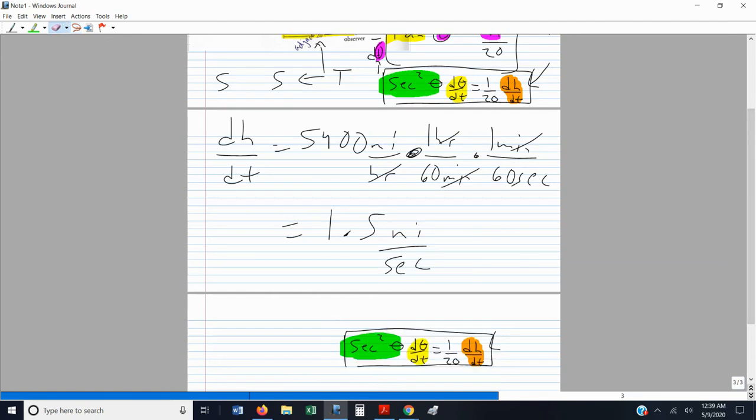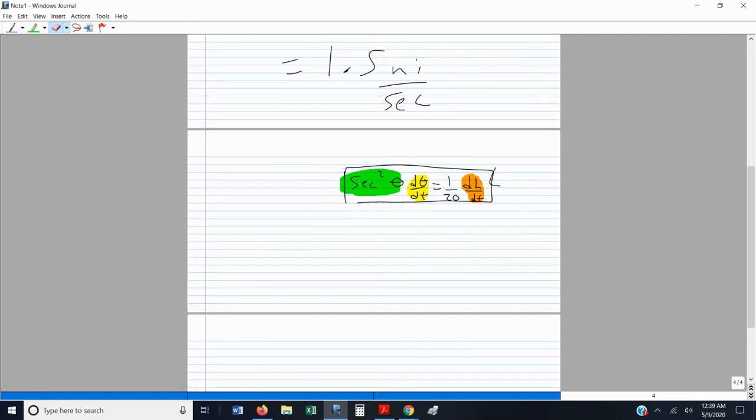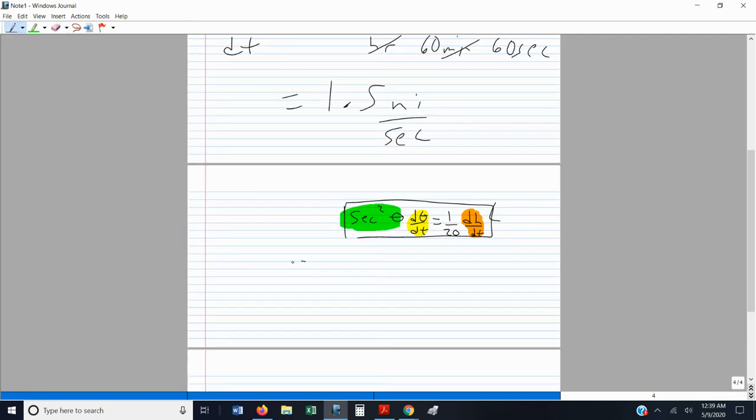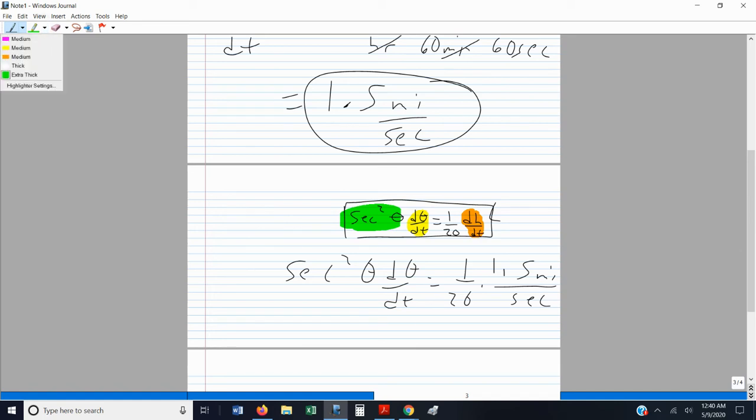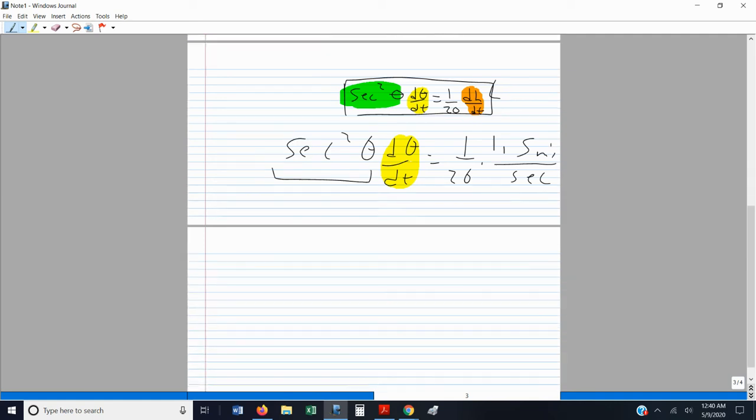So then we just basically figured out that we have secant squared of theta, d theta dt, 1 over 20, and then dh dt is this, 1.5 miles per second. And then this is what we are trying to solve for. How is the angle changing with respect to time? So the only other thing we need is this secant squared theta. So this is where they use the trig identity, and I did something different.